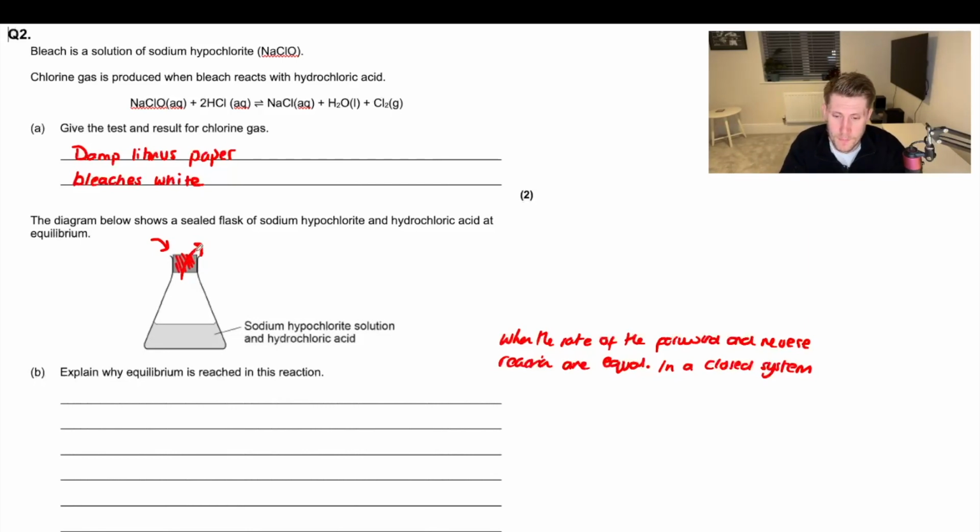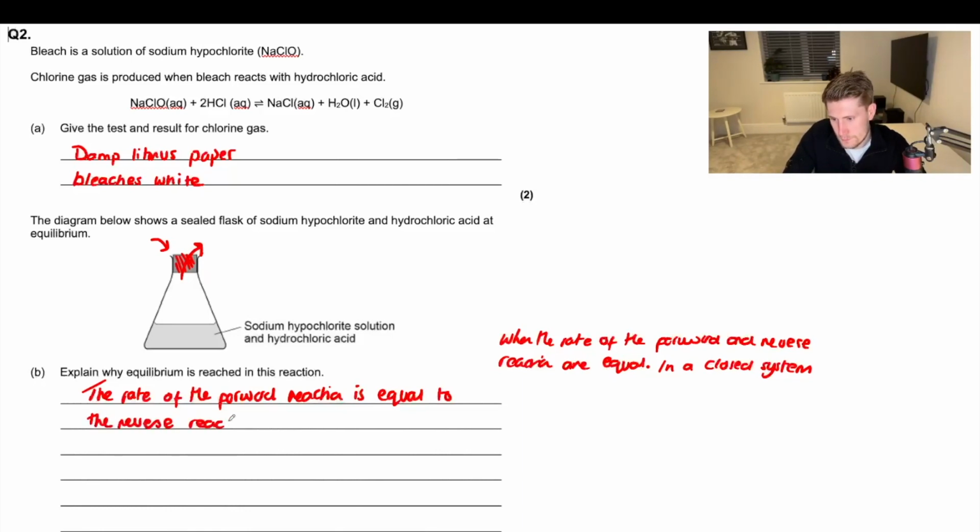And that's important. So it says explain why equilibrium is reached. Well, it's reached because the rate of the forward reaction is equal to the rate of the reverse reaction. And the one that they're doing here is in a sealed container. And that's it, that's the answer. It's just trying to remember that definition. The rate of the forward reaction is equal to the reverse reaction in the closed system.